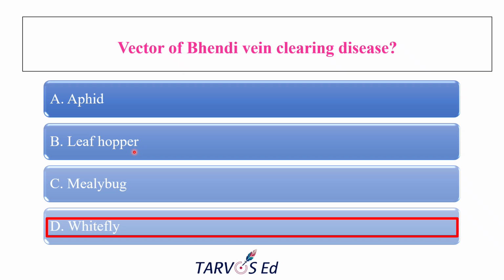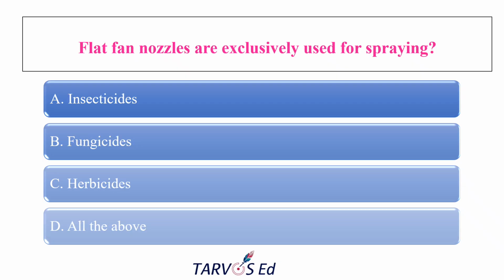Okay, and this will be the vector for most of the phytoplasma diseases, not for bhendi vein clearing. And mealybug, this again is the vector of wilt of pineapple and cocoa swollen shoot viruses and all, not for okra. So bhendi yellow vein mosaic virus means that is mainly transmitted by whitefly.